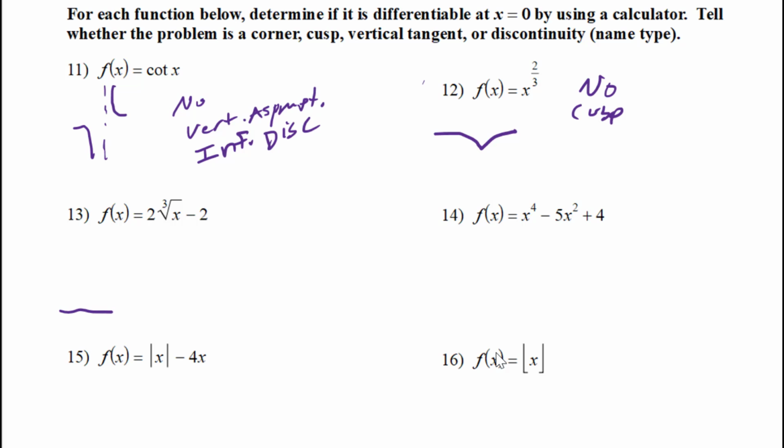This one has a vertical asymptote. This one has a vertical tangent. So this has a vertical tangent at x equals 0. So no, this one has a vertical tangent.